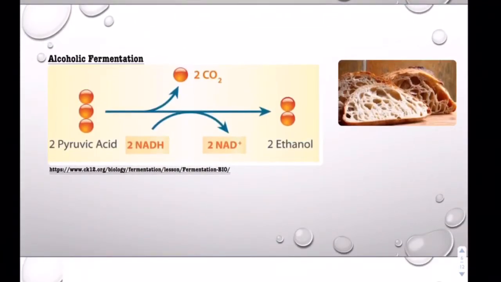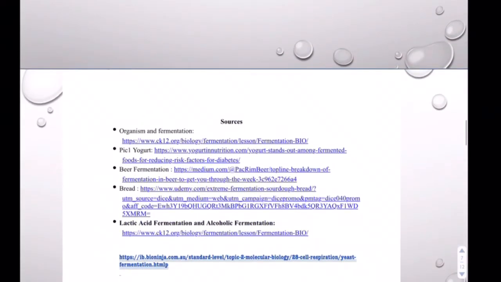In alcoholic fermentation, pyruvic acid changes to alcohol and carbon dioxide. This is shown in the figure below. NAD+ also forms from NADH, allowing glycolysis to continue making ATP. This type of fermentation is carried out by yeast and some bacteria. It is used to make bread, wine, and biofuel. And thank you.